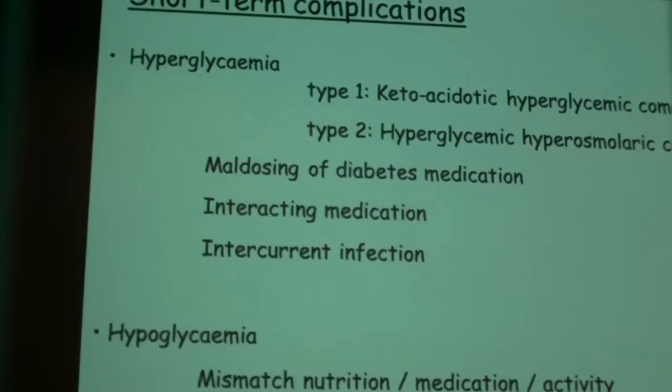The short-term complications are hyperglycemia and hypoglycemia. Hyperglycemia is caused mostly by interacting with medication or by a current infection. And hypoglycemia is caused by a mismatch of nutrition and medication.